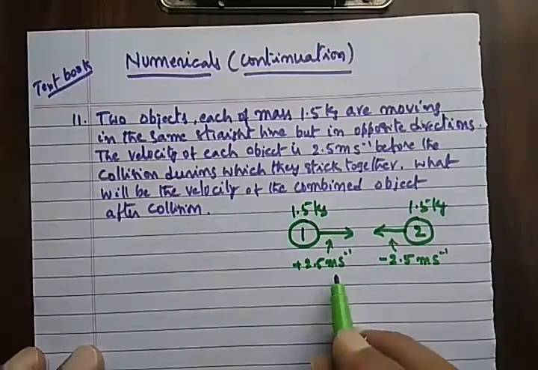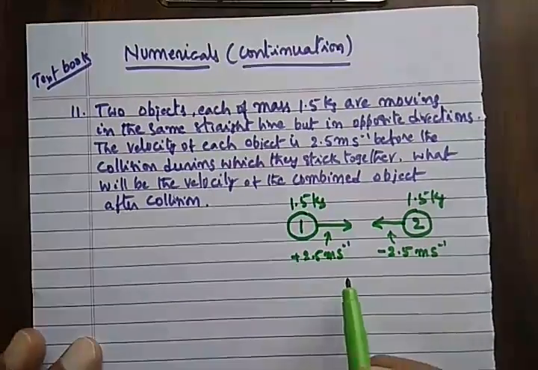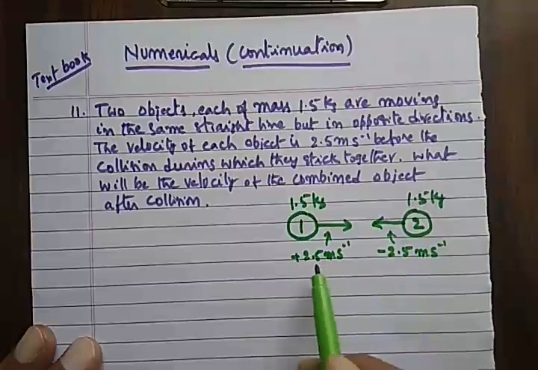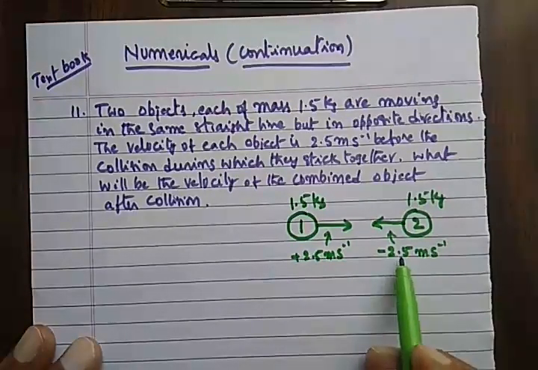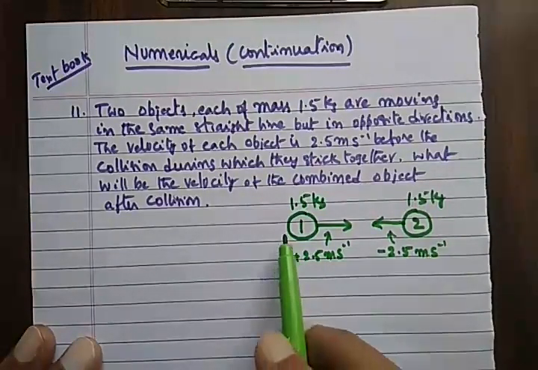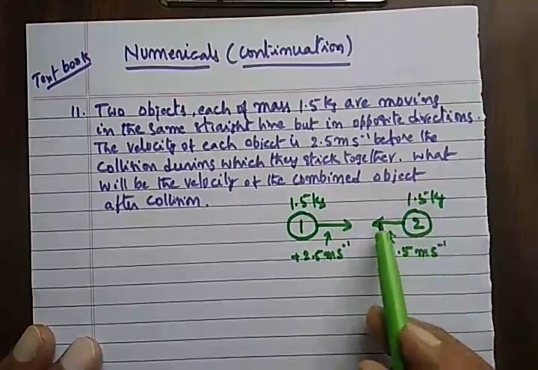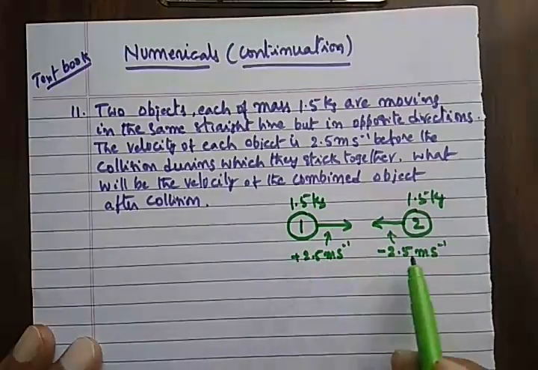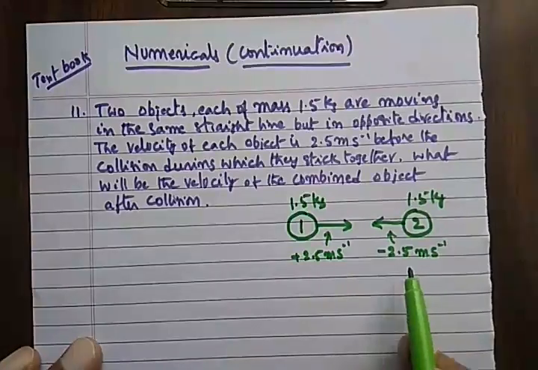That means velocity has two parameters. One is the value and the other one is the direction. The value is the same in this case, but the directions are different. This is from left to right, this is from right to left. So this I have selected as positive, so automatically this will become negative.